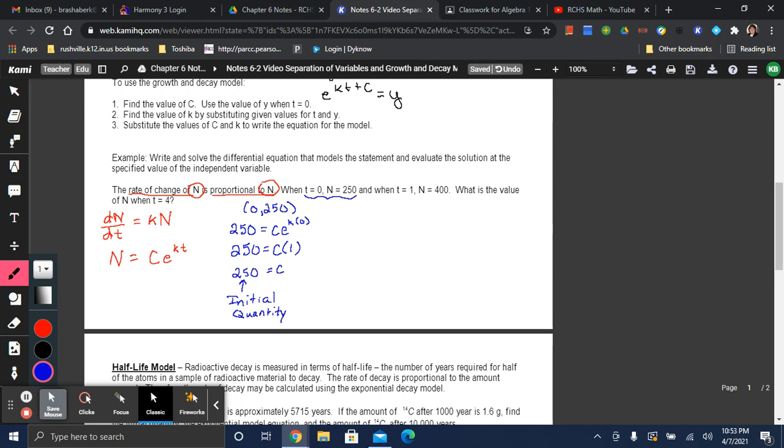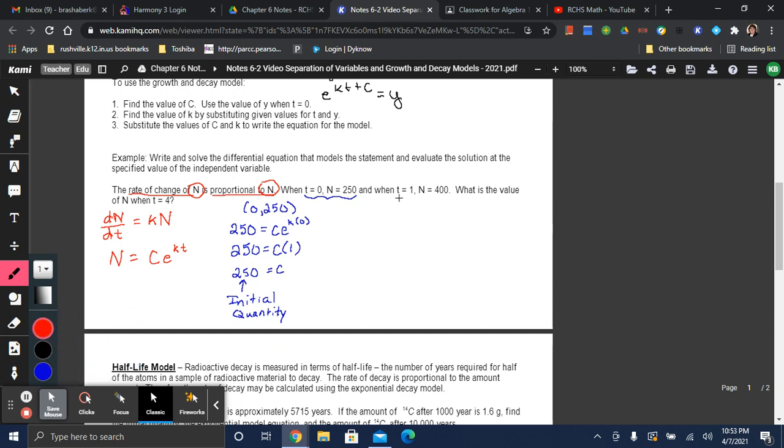Sometimes you're not given that, and then you have to employ other algebraic techniques like systems of equations, or I'll do an example of a half-life model and give you another idea of something you can do. Once you know the initial quantity, then you can make a substitution.